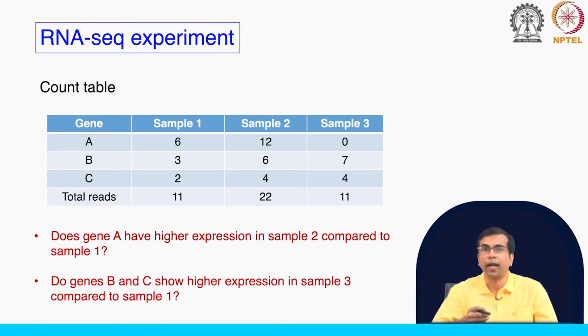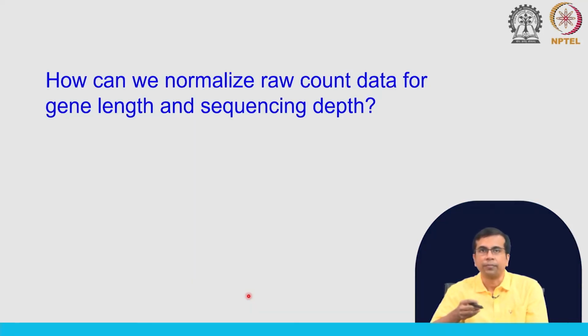So, two questions that I introduced in the last class. Does gene A have higher expression in sample 2 compared to sample 1? This is again dependent on a lot of factors which we will analyze today, and we will see if we can answer this question in this class. And then the second question: do genes B and C show lower expression in sample 3 compared to sample 1? Again we will see if we can answer that question in this class, or maybe in the next class we will have more sophisticated tools which you can utilize to answer this question.